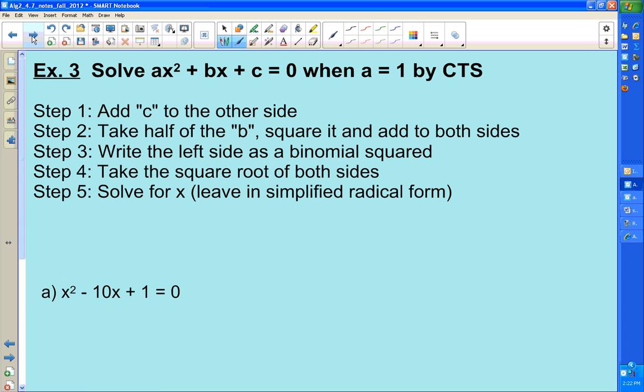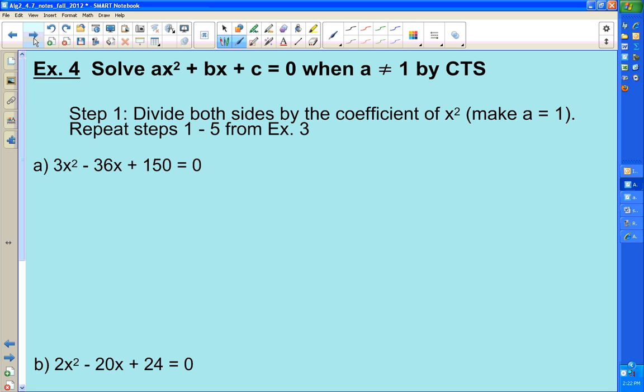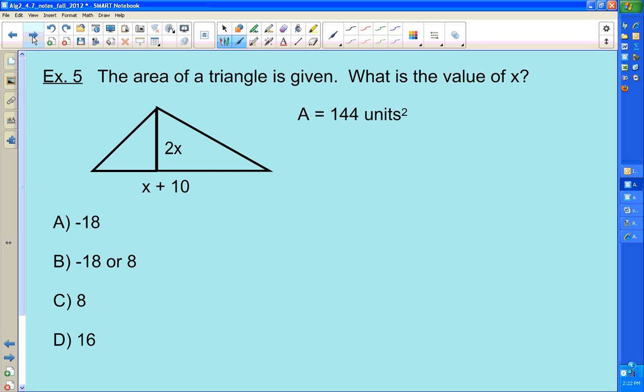Okay. So here's somebody else's notes on completing the square. You're welcome to these also. Here's when A is not a 1. Again, we did this. It's just a different teacher's version. How do you find area of a triangle? 1/2 base times height or base times height over 2.